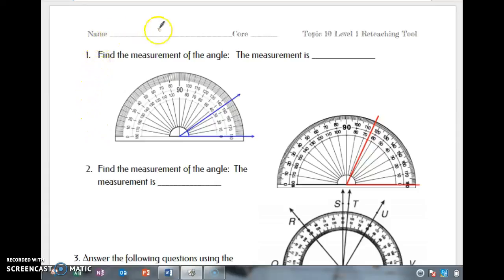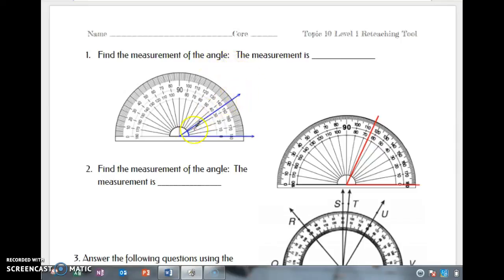Very first thing you need to do is make sure you put your name and your core at the top. And then we're going to go ahead and start measuring out these angles from the protractors. Now this is from topic 10-1. So I'm going to help you find the measurement of each angle.